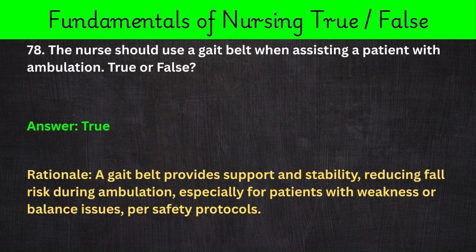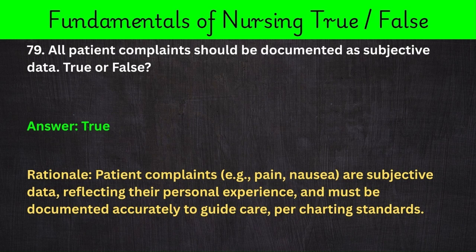78. The nurse should use a gait belt when assisting a patient with ambulation. True or false? Answer: True. Rationale: A gait belt provides support and stability, reducing fall risk during ambulation, especially for patients with weakness or balance issues, per safety protocols.